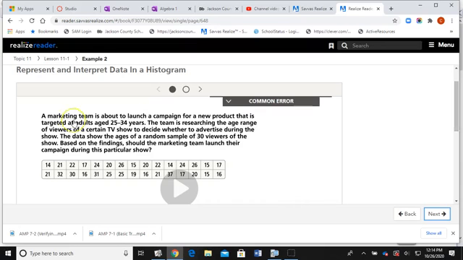It says, a marketing team is about to launch a campaign for a new product that is targeted at adults aged 25 to 34 years. The team is researching the age range of viewers of a certain TV show to decide whether to advertise during the show. The data shows the ages of a random sample of 30 viewers of the show. Based on the findings, should the marketing team launch their campaign during this particular show? So, I know you haven't realized this. Advertisers pick which shows to advertise on, right?